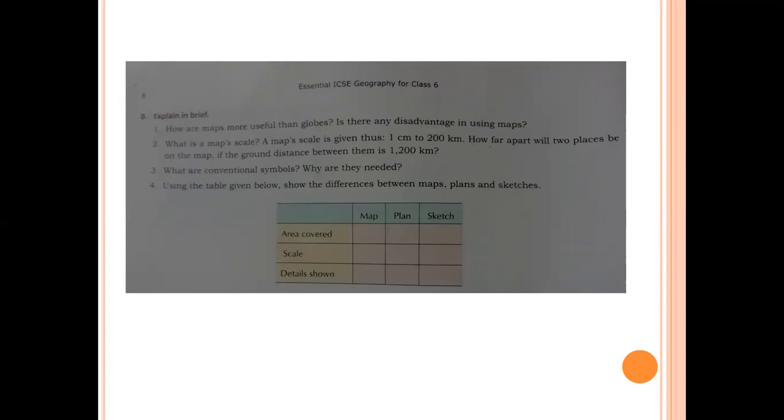Second, what is a map scale? A map scale is given thus: 1 centimeter to 200 kilometer. How far apart will two places be on the map if the ground distance between them is 1200 kilometer? We have all learned what is a map scale and how to calculate a map scale or the ground distance between two places if a map scale is given. So I don't think there should be any problem.